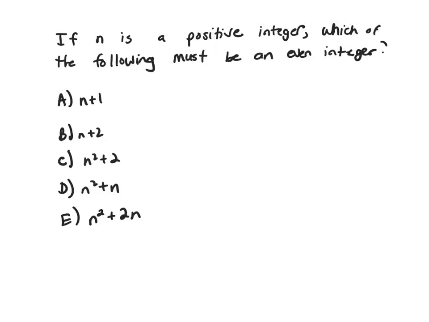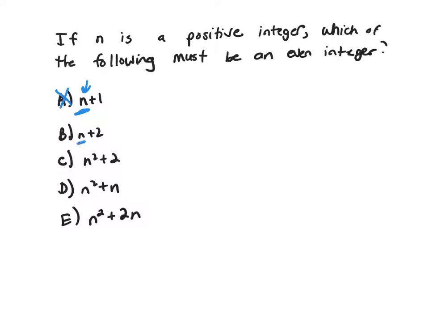Trying to figure out which one must be an even integer. It all depends on what you start with. If n is odd and you add 1 to it, you get an even integer. But I'm looking at this clue A: if n is even, plus 1 is odd. So it just depends on what that starts with, and we don't know if n is even or odd, so that doesn't work.